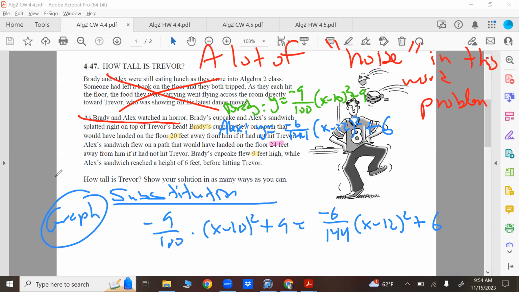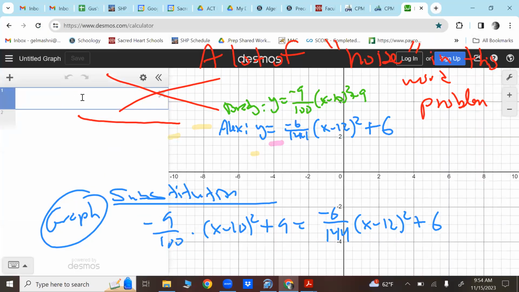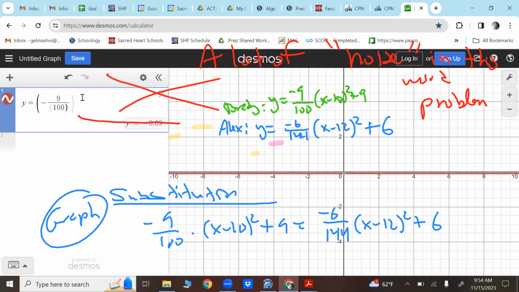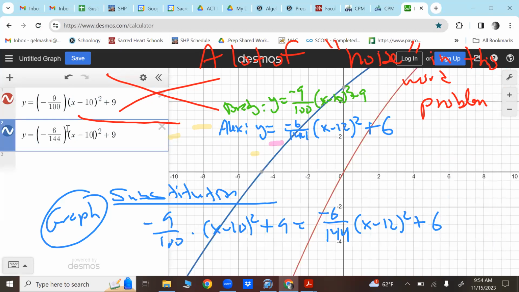So here's how we're going to graph it. I'm going to go to Desmos. I'm going to say y equals parentheses -9/100. Remember I said be OCD with the parentheses, because of order of operations, what the calculator, or Desmos, does. Plus 9. The next one, you could copy and paste just to make your life easier, right? That'll be -6/144, (x minus 12) squared plus 6.